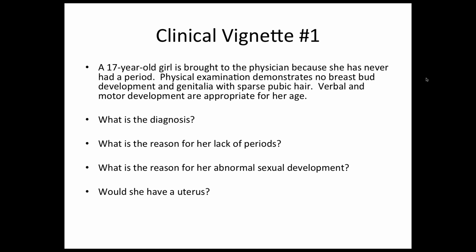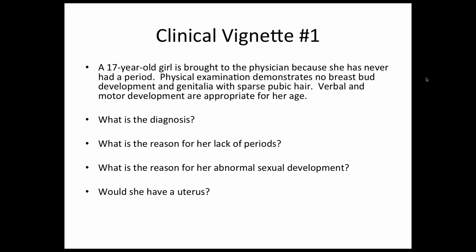Chris, do you want to walk us through what we are supposed to get from this? Okay, so PE has no breast bud development, so Tanner stage 1 for the breast. I'm thinking that's kind of like a shield chest. I'm thinking Turner's. I'm still not sure. As far as pubic hair, what does no breast bud development and sparse pubic hair over the genitalia tell you?